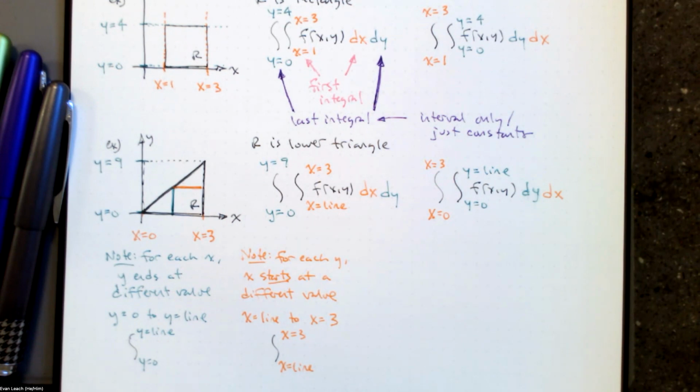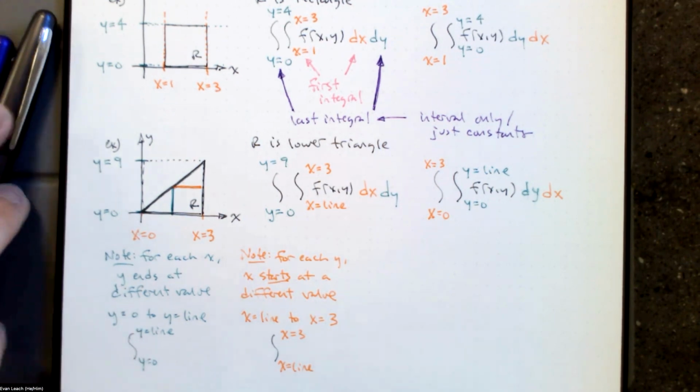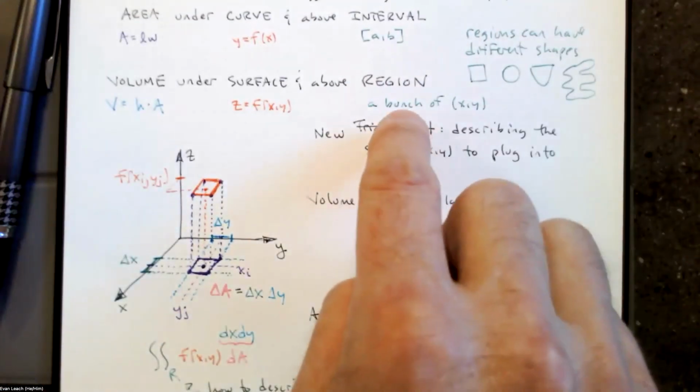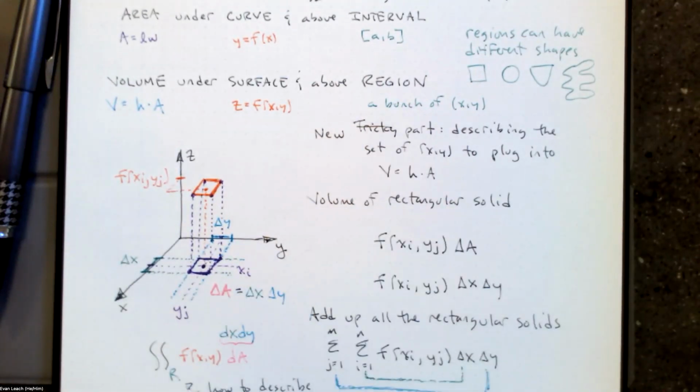All right. Remember, the thinking is no different. What we're doing is trying to describe the region over which we're integrating. We're just trying to describe the region, that set of x and y. That's what we're trying to do. Describe the set x, y that we're plugging in to our volume.